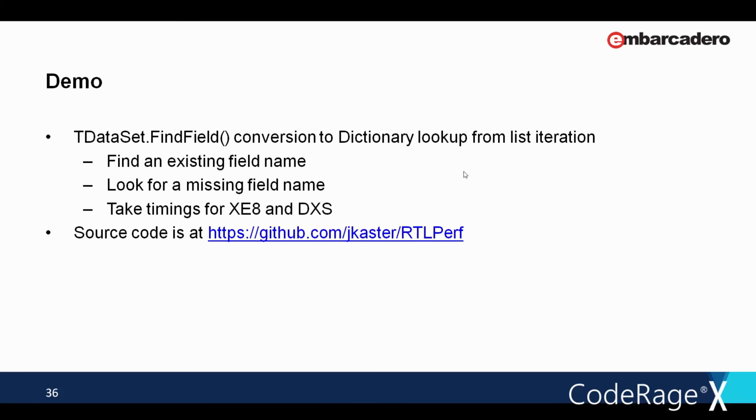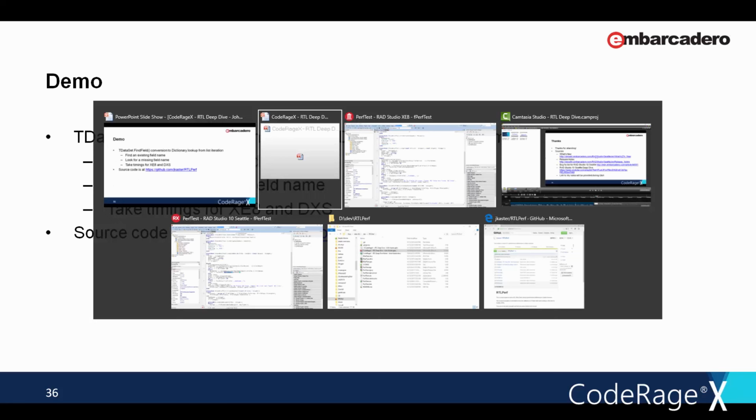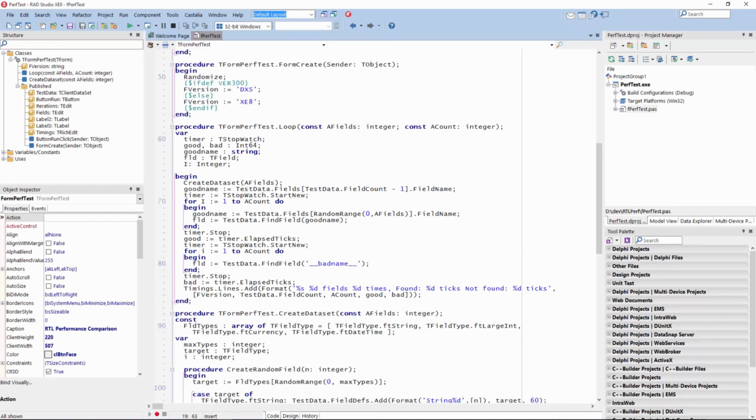All right, let's run a quick, simple demo to show one of the performance improvements that you'll have if you have any database applications that use TDataSet FindField, the conversion from a list iteration to a dictionary lookup. This code finds an existing field name, looks for a missing field name, and takes the timings for XE8 and Delphi 10 Seattle. The source code is at the link you see here on GitHub. So let's take a look at it in XE8 first.